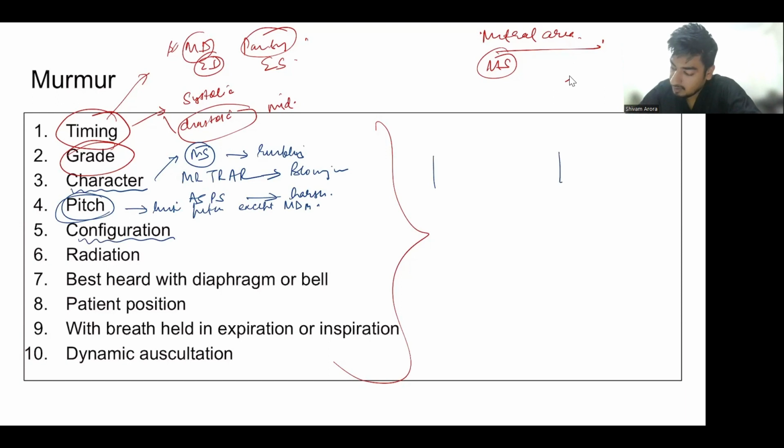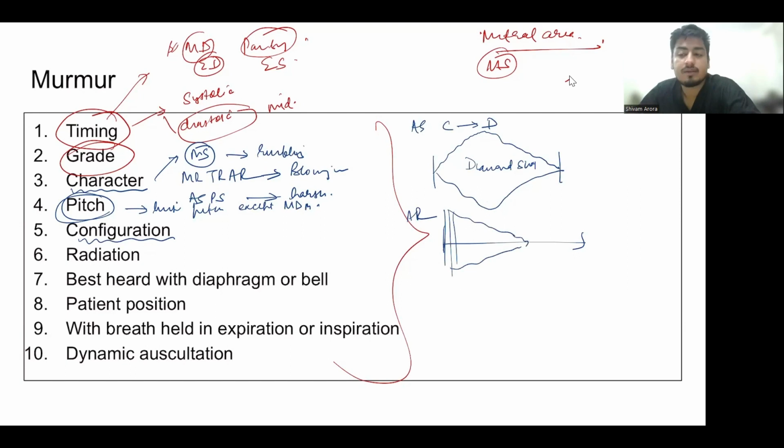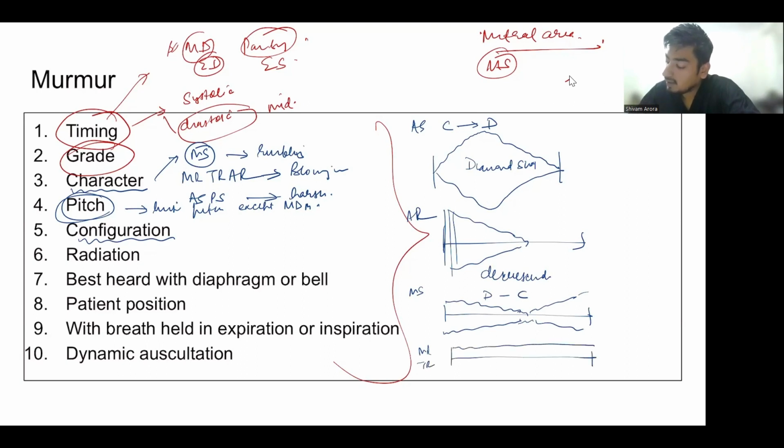We have to tell about the configuration of the murmur, that is, what is the shape of the murmur. So suppose in aortic stenosis, the murmur first increases and then decreases. So it is known as crescendo decrescendo murmur or a diamond shaped murmur. In aortic regurgitation, the murmur is of higher intensity in the beginning and it tends to decrease. So it is a decrescendo murmur. Case of MS, the murmur decreases and then increases due to presystolic accentuation. The murmur is decrescendo crescendo. While MR, TR, the murmur remains the same intensity throughout, so it is a plateau.